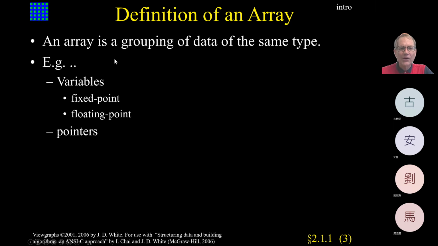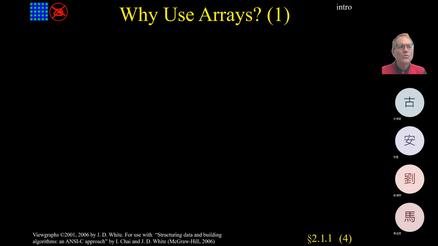So an array is basically a grouping of data of the same type. For example, you have a whole set of variables together that are all fixed point, or all floating point, or a set of pointers that are together. They have to be the exact same type. Now, we're going to talk about why use arrays. We'll move to that next week.